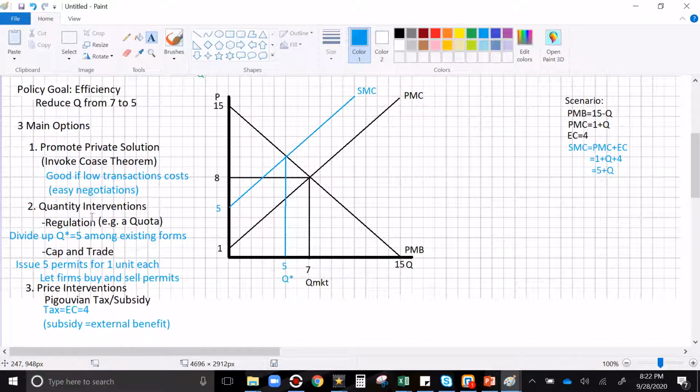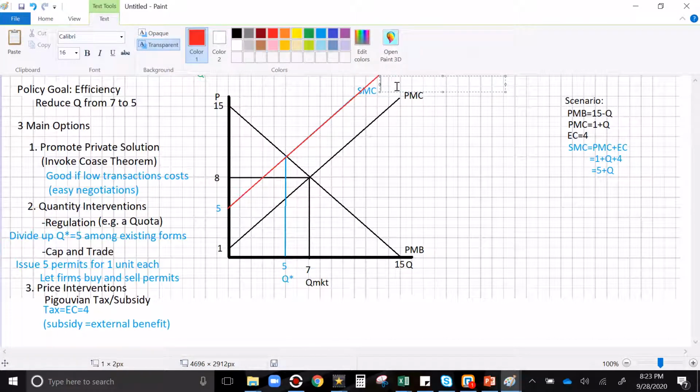Now, I do want to explain, I think the quota and the quantity are pretty obvious why we did 5 here. But let's talk a bit about the tax of 4. Well, between these two lines, the gap is $4. And so if we put a tax on the firms of $4, I will start with this exact same curve. I'm going to shift it up by $4. 1, 2, 3, 4.